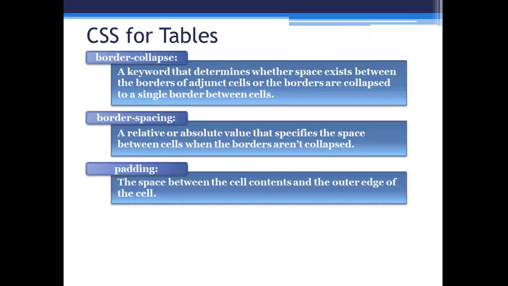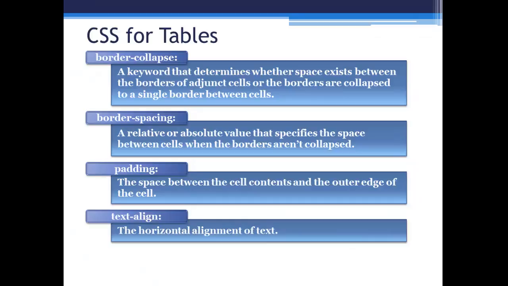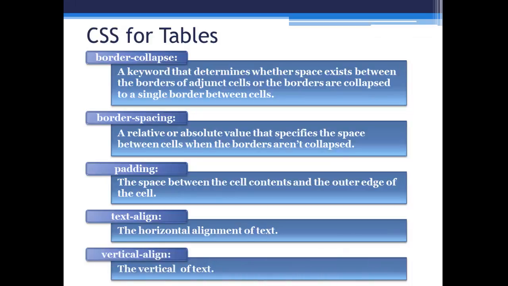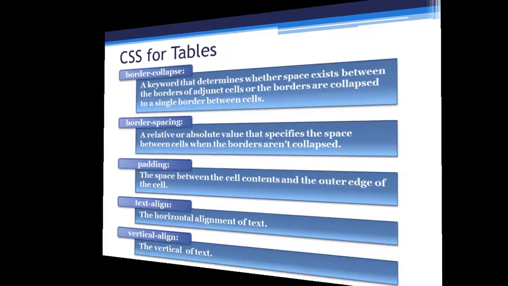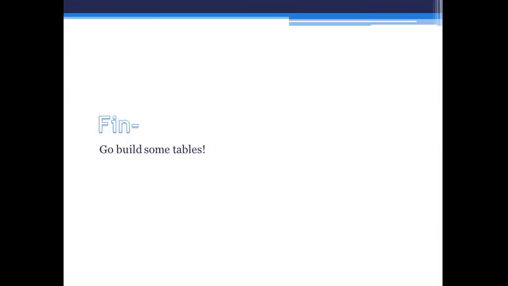The third one we're going to look at is padding, the space between the cell content and the outer edge of the cell. So if I look at the example on the screen right now, the word padding, all that space to the right of it is considered padding. Text alignment. You have 2 different ways that you can align text in a cell. With text alignment, you can align it horizontally. And then with vertical alignment, you can align it vertically. So that is it for tables. Let's go build some tables.